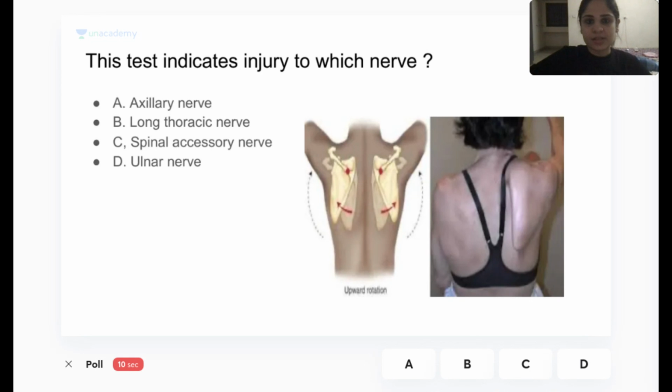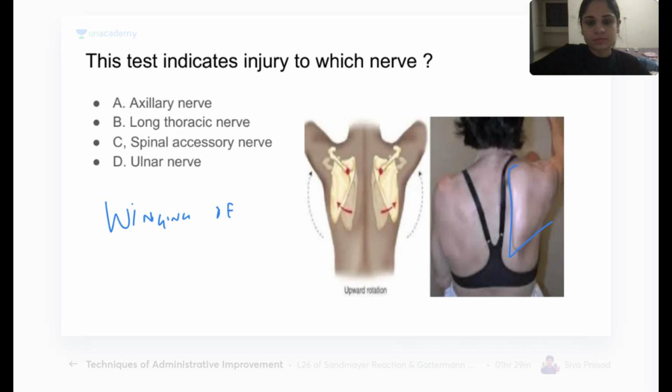Yes, very good, Nemisha. Absolutely correct, Tariq. So this is winging of the scapula, correct? The scapula is becoming very, very obvious. So this is winging of the scapula, and this is seen due to injury to the long thoracic nerve of Bell.